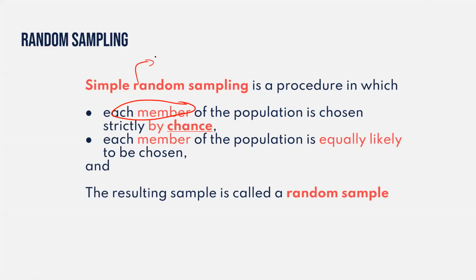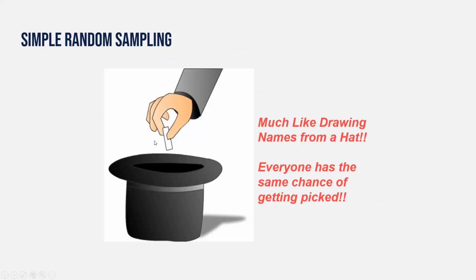Simple random sampling is the most important sampling method. This method is the basis for advanced statistical theory. A lot of the theories in this class will say, if you have a simple random sample, you can conclude the following. The best way to visualize simple random sampling is like drawing names from a hat. Everyone has the same chance of getting picked.